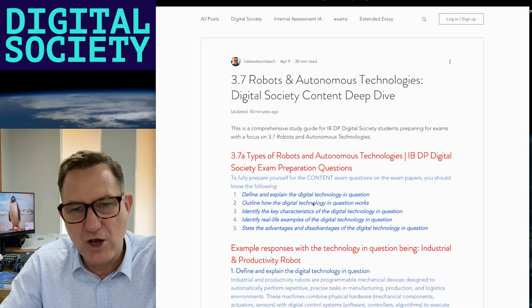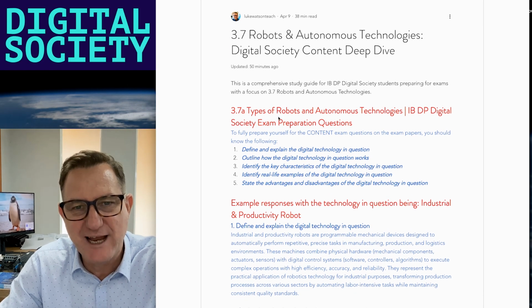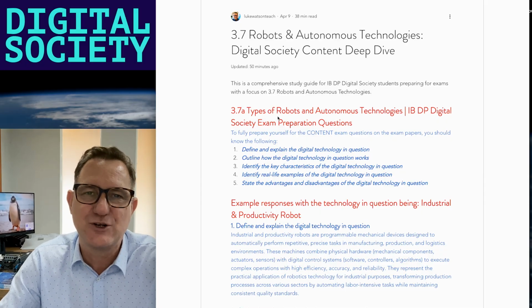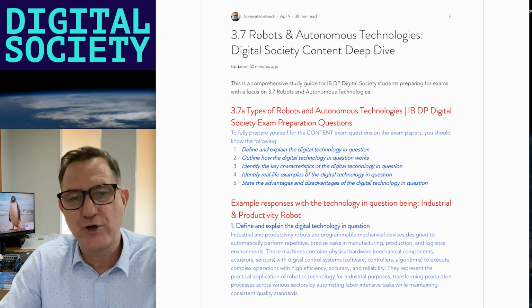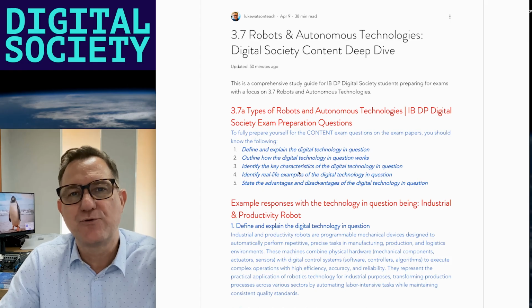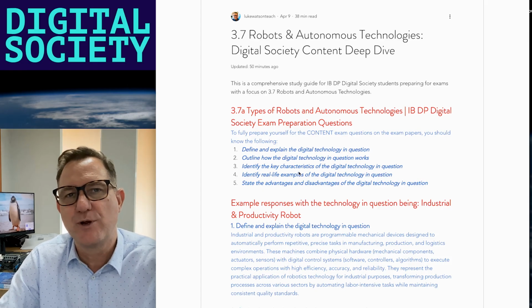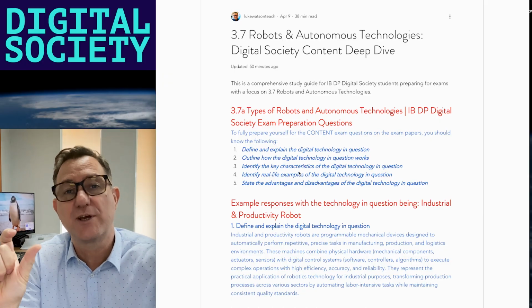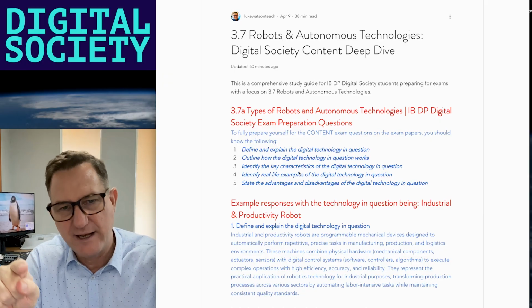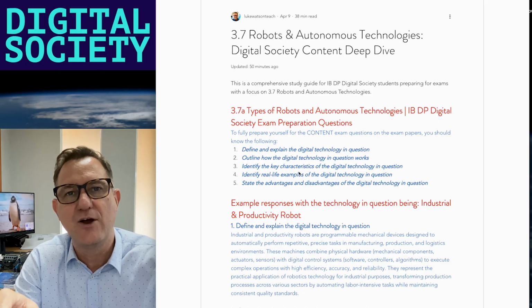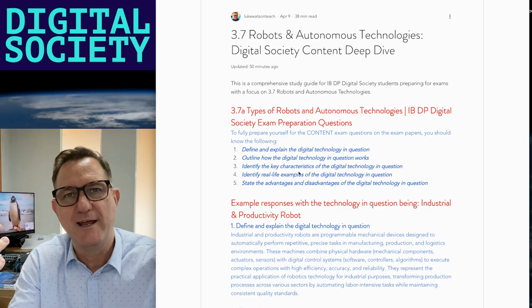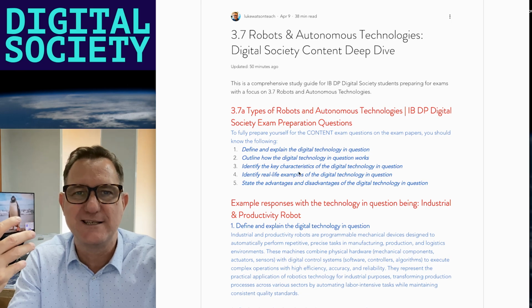First of all, for 3.7a, this is the different types of robots and autonomous technologies. What I've got here in the blue is just a bunch of questions. For anything to do with 3.7a, what I recommend you doing is getting the topic or the keyword and then answering these 5 questions. The best way to prepare is to try and answer them first from the top of your head. It's like examining your pre-existing knowledge.